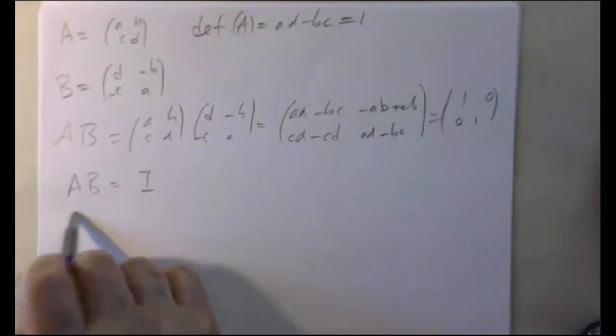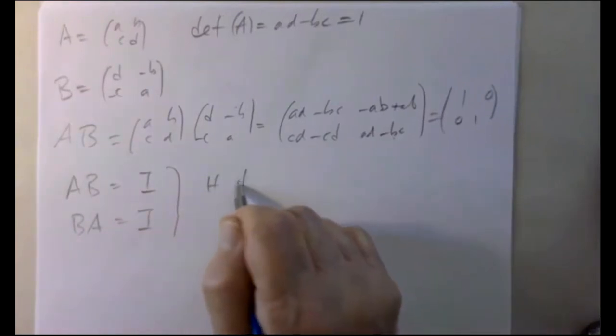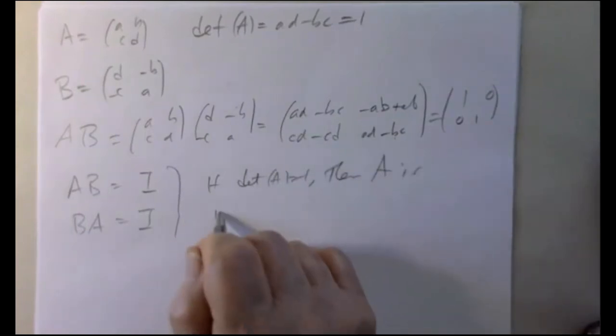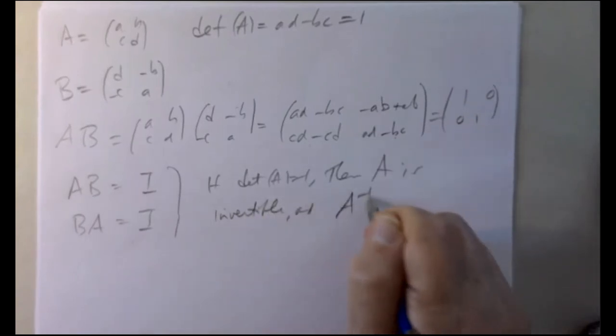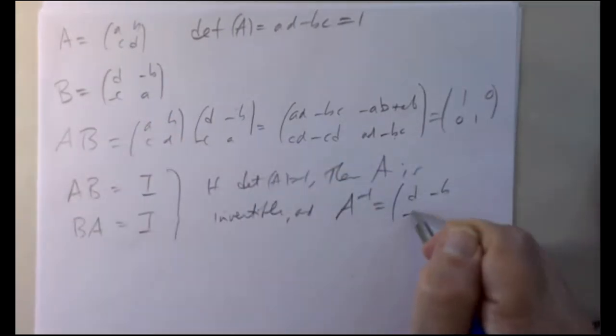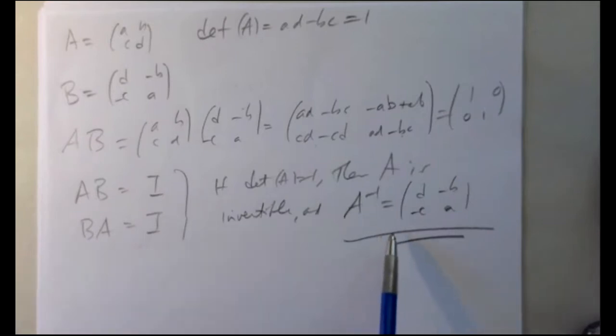And if you do the second calculation, you'll see that BA is also the identity, which means if the determinant of A is 1, then A is invertible. It has an inverse. And the inverse of A is D, minus B, minus C, A. So you just have to memorize that or write it down and be able to look it up all the time.